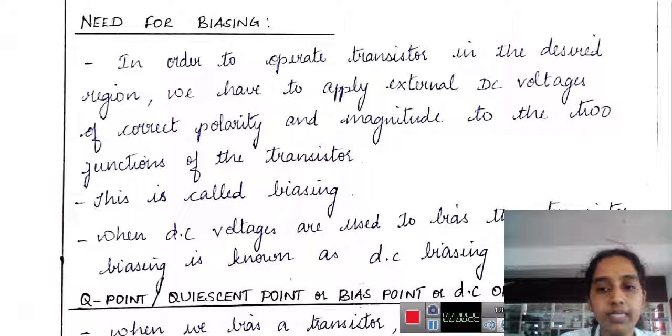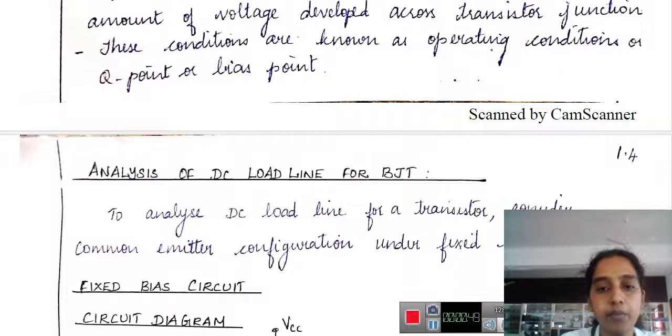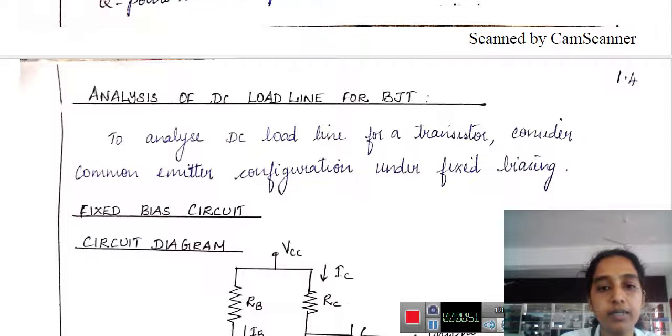When we use DC voltages as a bias of the transistor, this biasing, giving an extra voltage with the help of DC voltage, is called DC biasing of the transistor. So let us see in detail about the analysis of DC load line.